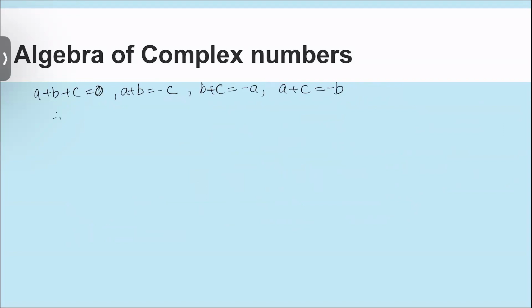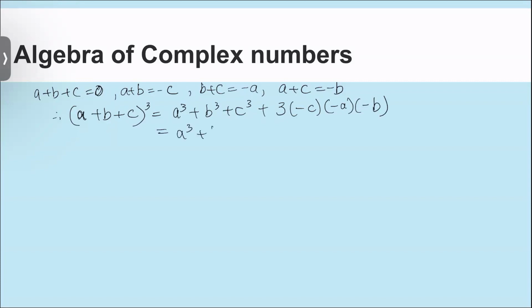Therefore a plus b plus c the whole cube becomes a cube plus b cube plus c cube, and then you substitute for these. So you have plus 3 times minus c, minus a, and minus b, which gives a cube plus b cube plus c cube minus 3abc. Since we already know a plus b plus c is equal to 0, therefore a cube plus b cube plus c cube is equal to 3abc.